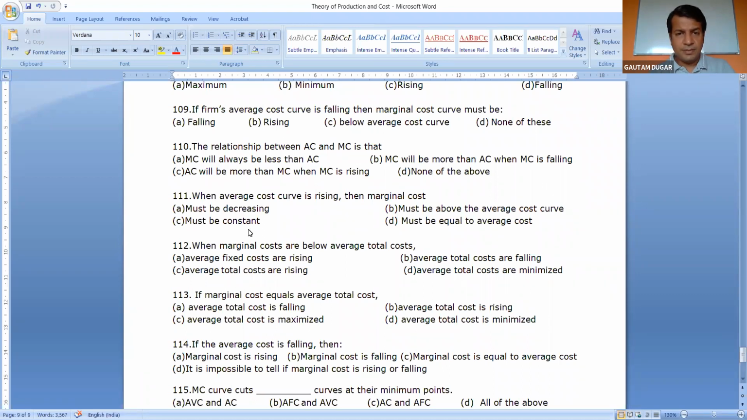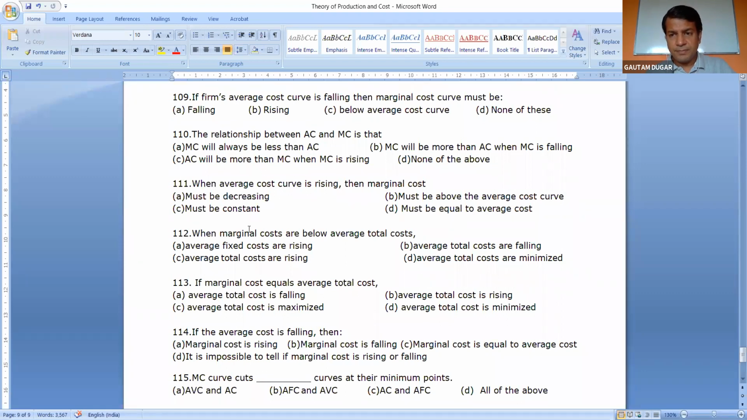111. When AC curve is rising, then marginal cost, 111 with options. Yes, Khushi Chain, Abhinav, one of you is right. It's B. It must be above the average cost curve.